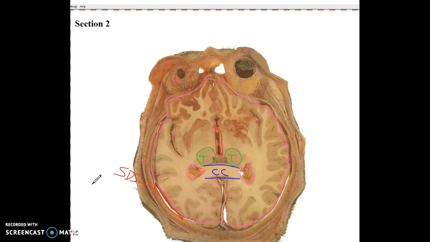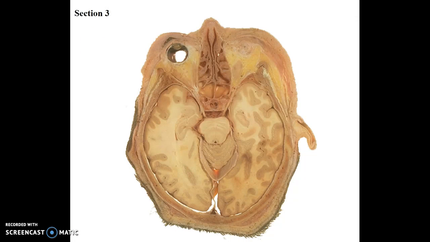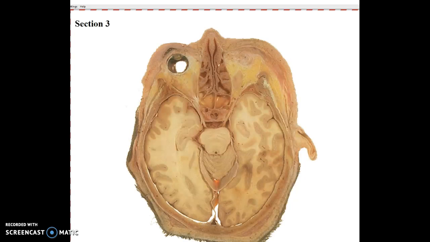Okay, so moving on to section 3. 4 things on section 3. Some of them are still the same. This right here is part of the cerebrum. This right here is also part of the cerebrum. Each one of them would be considered a cerebral hemisphere. That's not on our list, but they still make up the cerebrum.